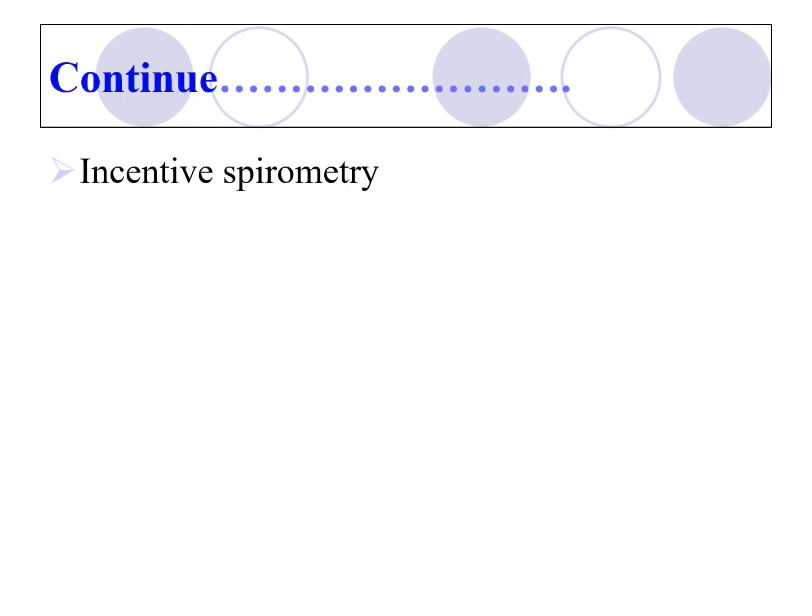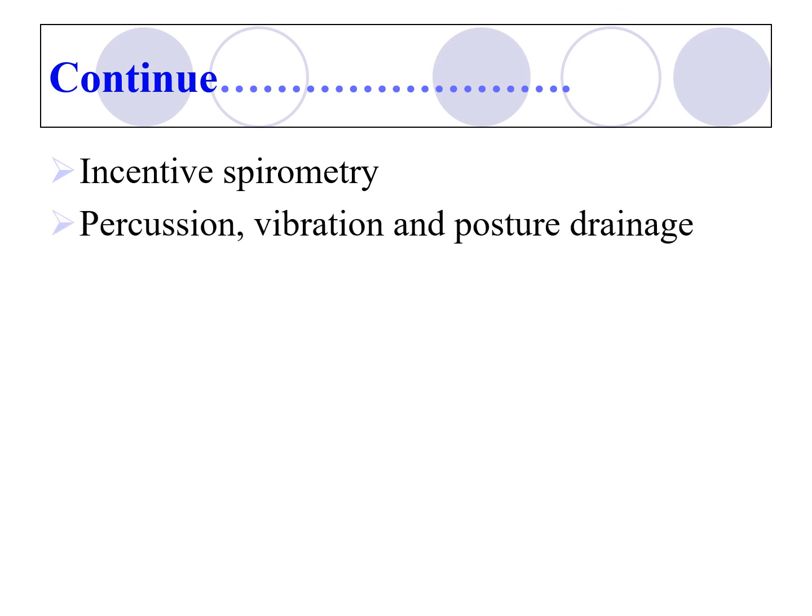Then incentive spirometry. So in this case we can check the respiratory effort and the amount of air that enters the lungs. Also percussion and vibration and postural drainage. Those procedures can help in getting rid of the excretion which is there in the lung. A mucus clearance device also can be used.